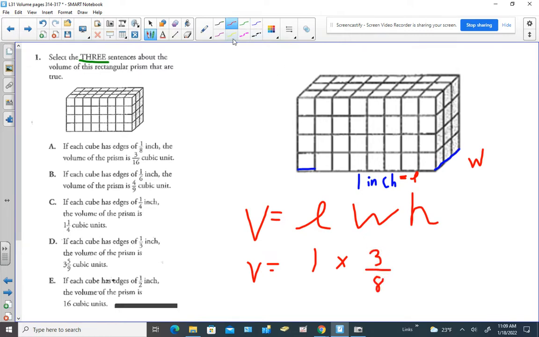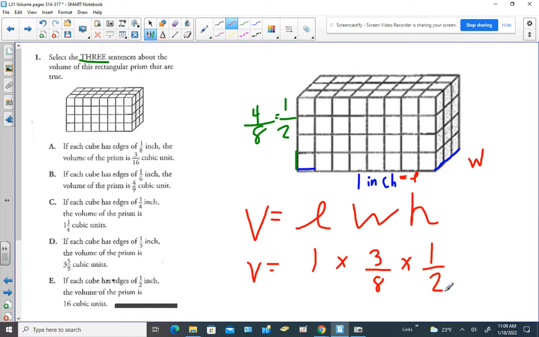And for height, let's count going this way, because remember this is 1/8 of an inch. So if we count 1, 2/8, 3/8, 4/8, did you know that 4/8 is equal to a half? So how about we use the simplified version of it just to make it a little more user-friendly. So the height on that is a half.